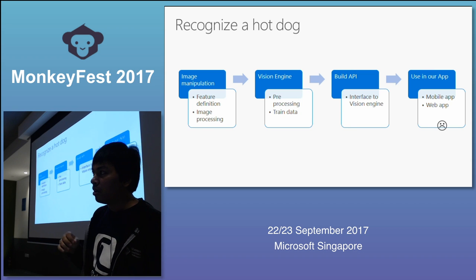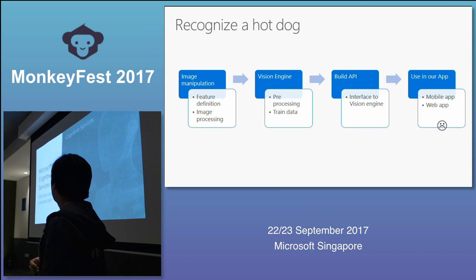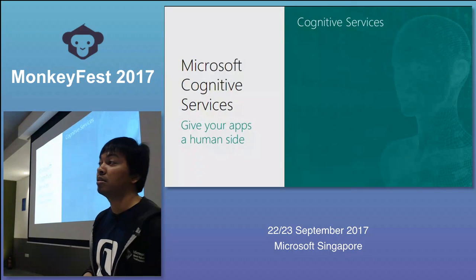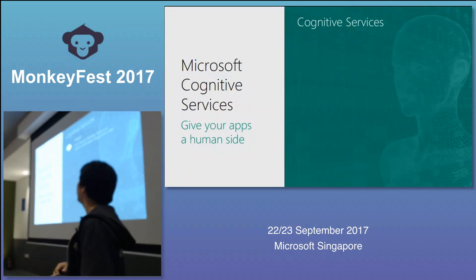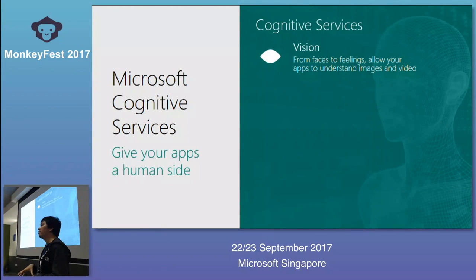That's the question that Microsoft would like to answer with Microsoft Cognitive Services, okay? So Cognitive Services is a collection of services provided by Microsoft to empower developers to add some kind of artificial intelligence into our own mobile apps. There are 5 categories of intelligence that we can integrate with our apps.